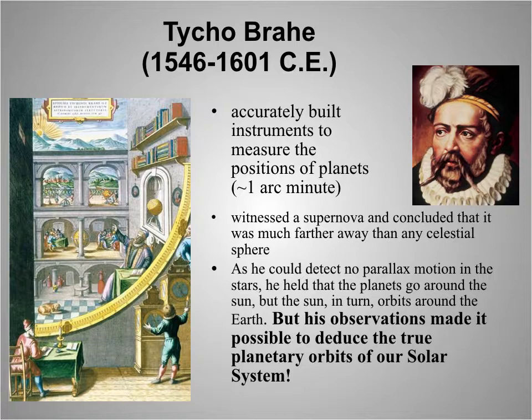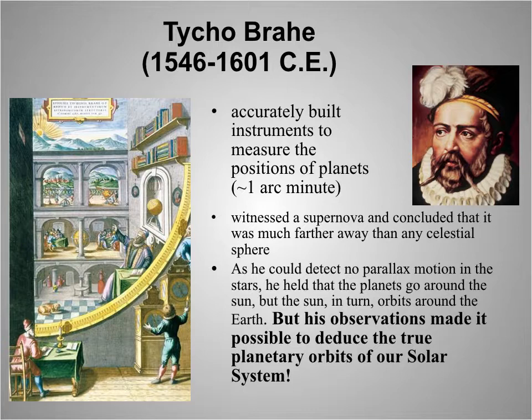And what that means is, in a degree, when we were talking about angular size and angular distance, in a degree there are 60 minutes. So he could tell the positions of the planets to an accuracy of 1/60th of a degree, which is really fascinating when you think about it.